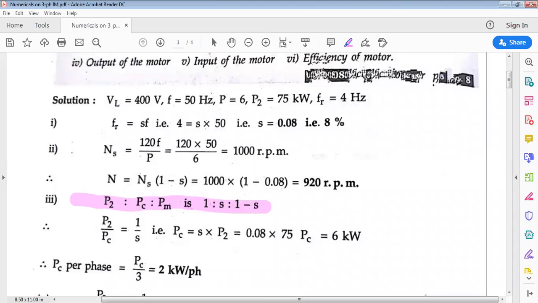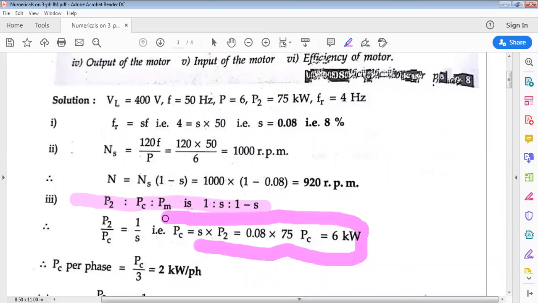P2. Okay, very good, P2. So P2 is given to you, 75. Slip is given, so you can calculate PC. What is PC? Rotor copper loss.